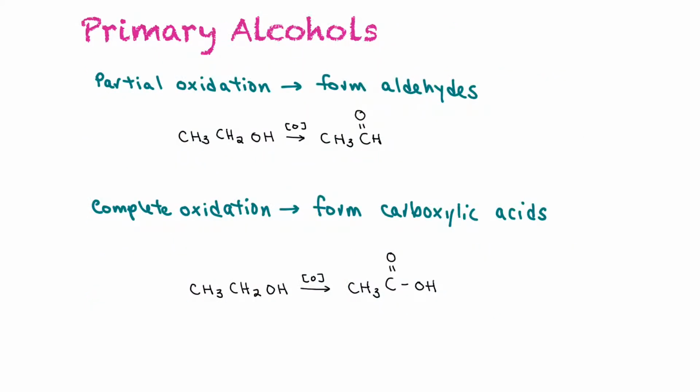So primary alcohols can undergo both partial oxidation and complete oxidation. Because primary alcohols have 2 hydrogens attached to the carbon attached to the hydroxyl, they can undergo a reaction with one of those hydrogens to make an aldehyde, right here. And then they can further undergo more oxidation to replace this hydrogen to form a carboxylic acid. So this is ethanal, and this is ethanoic acid, which we'll learn a little bit more about when we study aldehydes and carboxylic acids later in our unit.